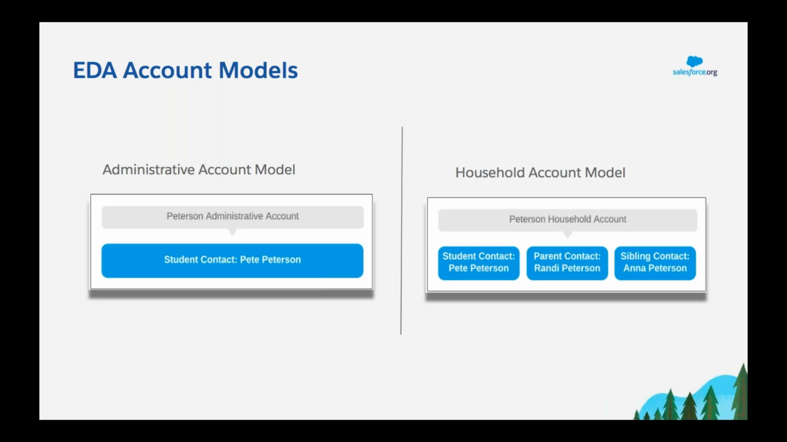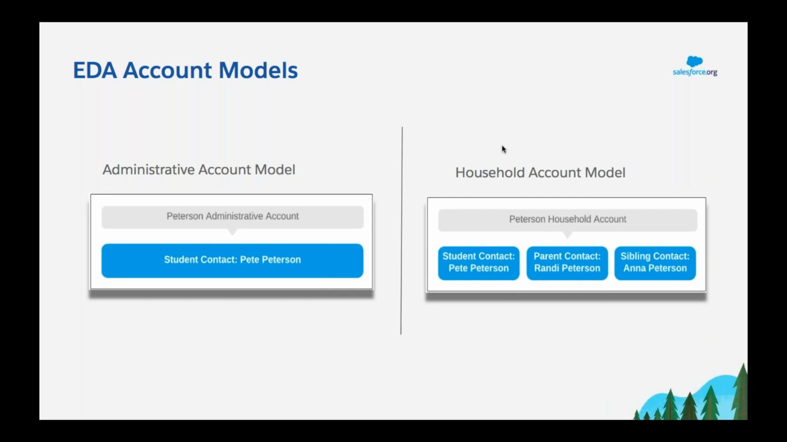And then there's the household model that has a one-to-many relationship with contacts. For example, the household may include a student as well as their family member. Again, these are both available. You'll notice as you go through our documentation, the administrative account model is frequently referred to as kind of the default, and in most cases this does work for most institutions. However, be aware that the household account model also exists.